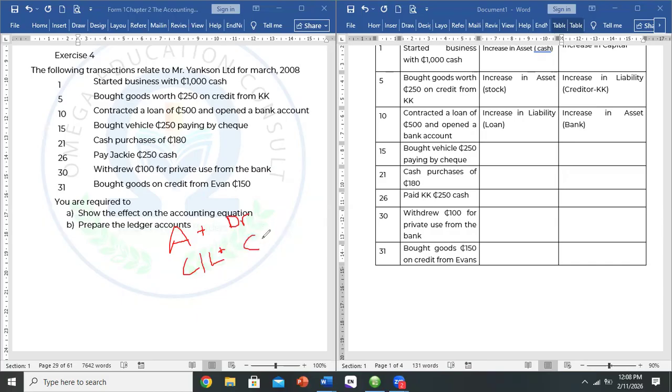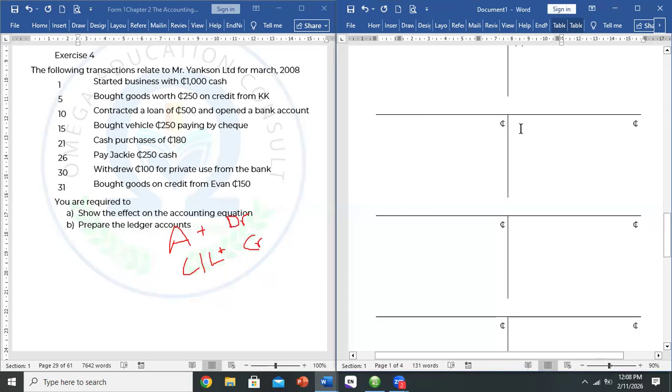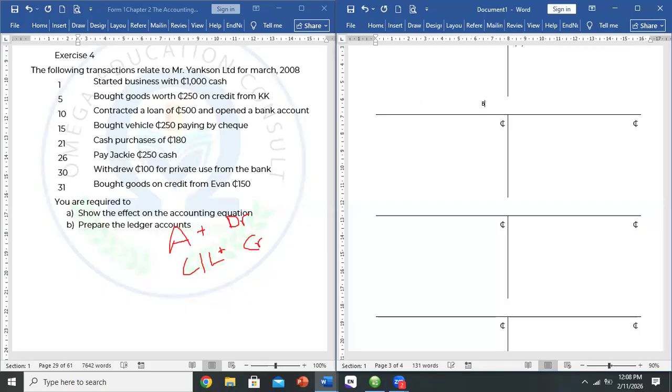So you always need to remember this principle. Right? Okay. So we go into our T account and look for loan and bank account. If we go to the ones we have opened, there's no loan, there's no bank account. So we need to open a fresh bank account and loan account.